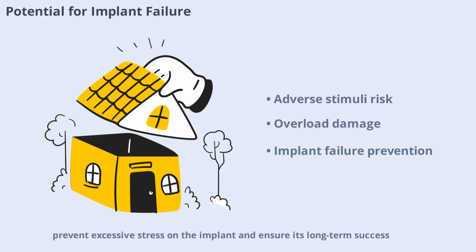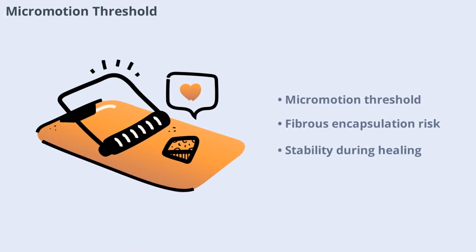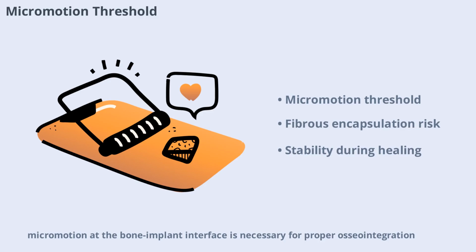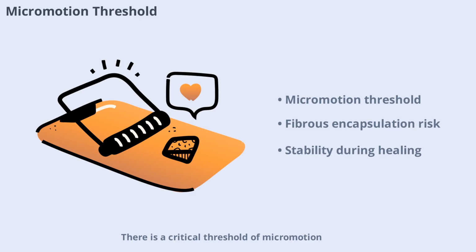Studies on dental implants have shown that the absence of micromotion at the bone-implant interface is necessary for proper osseointegration. There is a critical threshold of micromotion, above which a fibrous encapsulation process occurs instead of osseointegration. Maintaining stability during the healing phase is essential for successful integration.